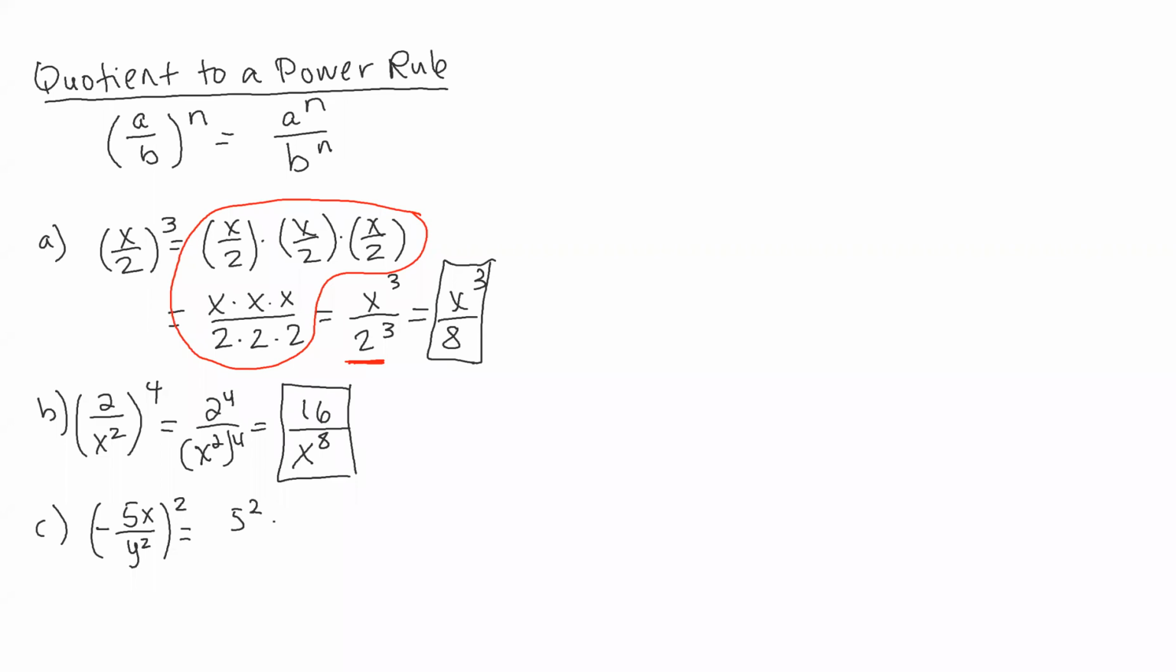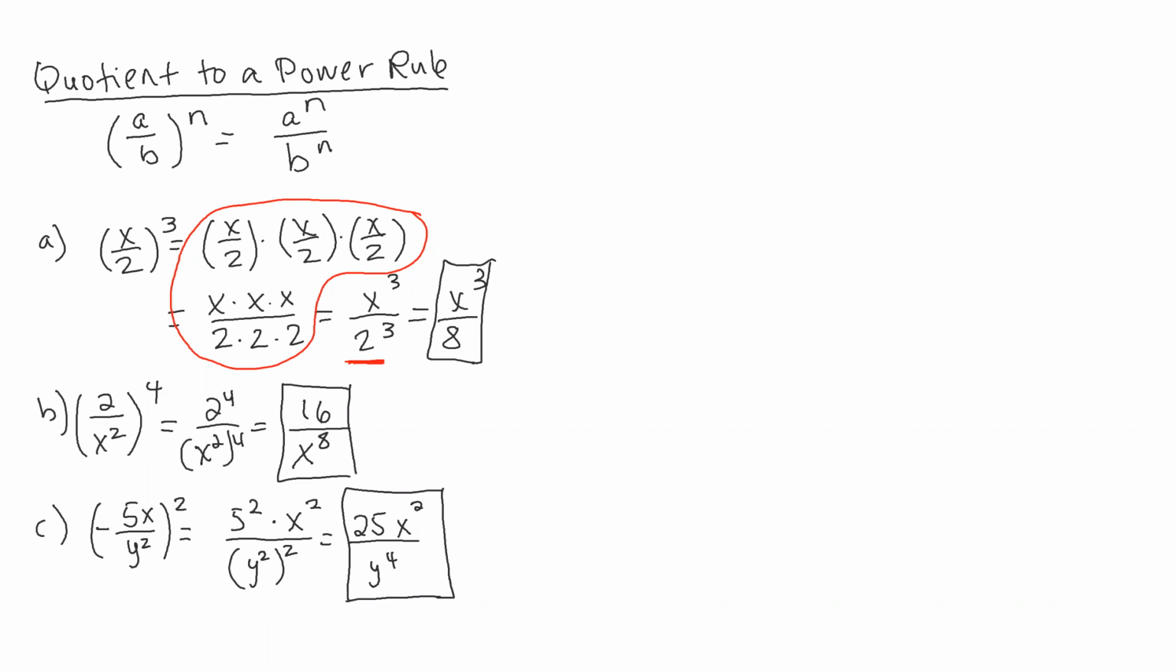So I'm going to get 5 squared, x squared all over y squared squared. So let's see, 5 squared is 25. X squared is just x squared. But then in the denominator, we have y squared quantity squared. Anytime you have a single term in exponential notation that is then raised to an extra power, you keep the original base and you multiply your exponents. And there we have it. Our final quotient would be positive 25 x to the second, y to the fourth.